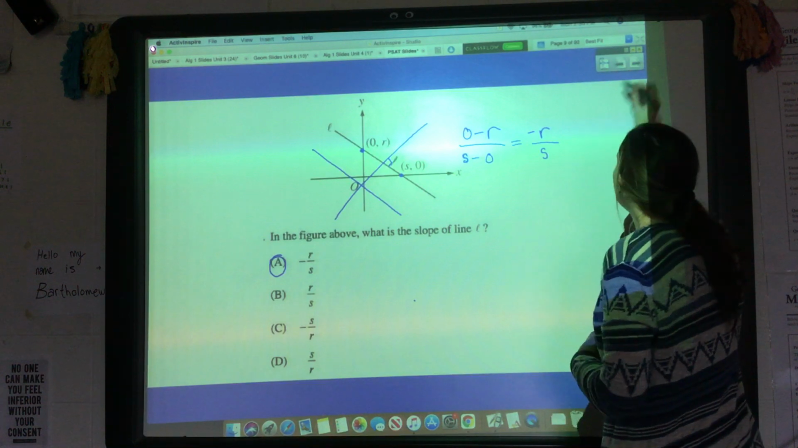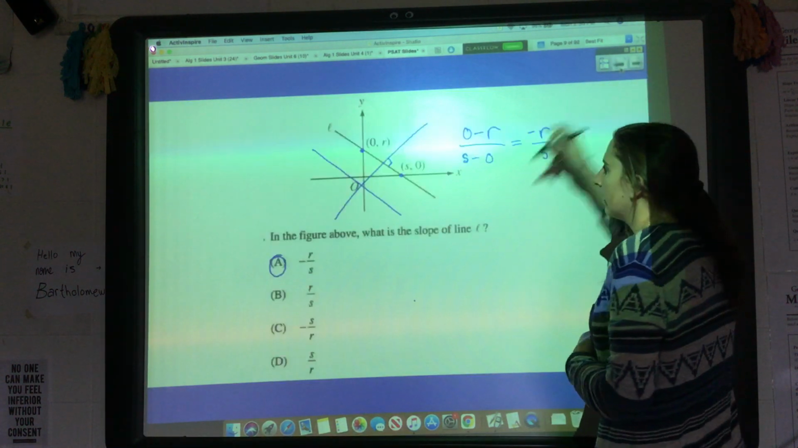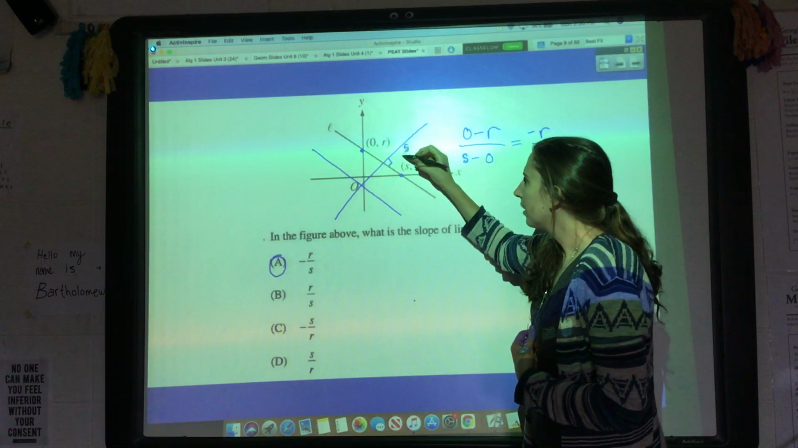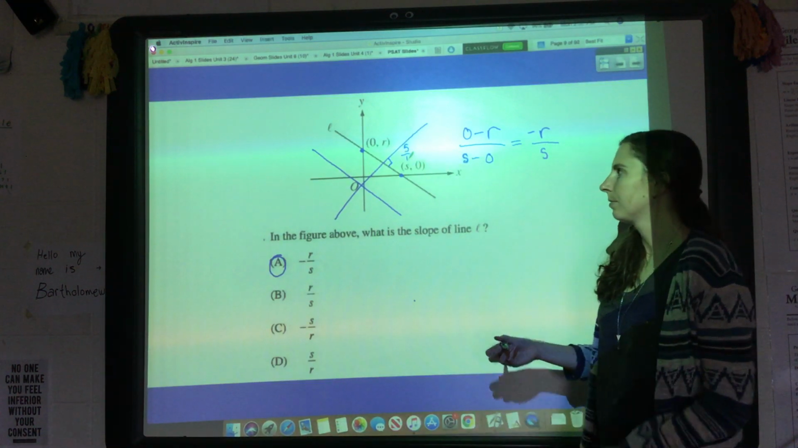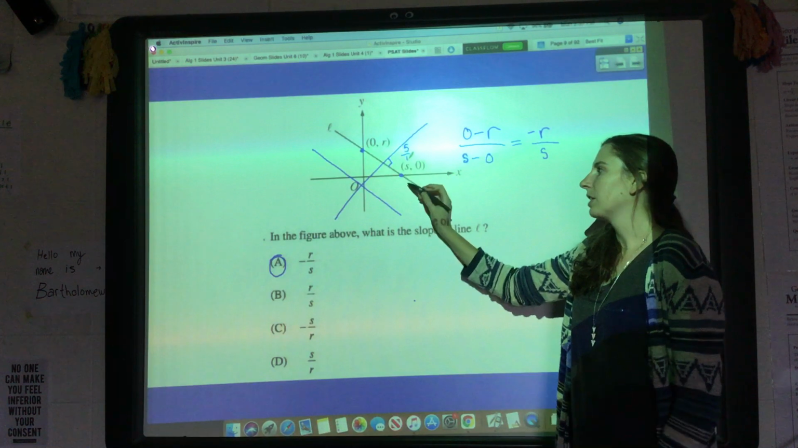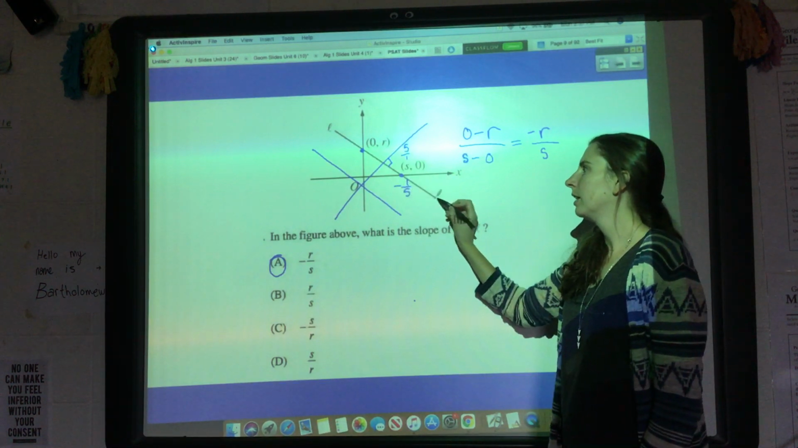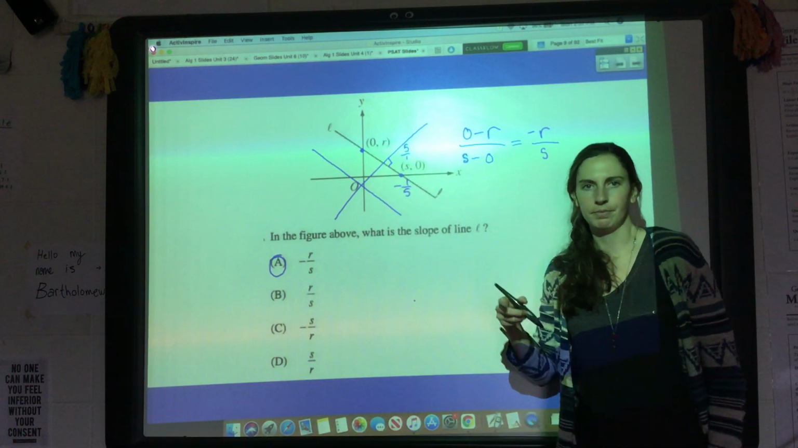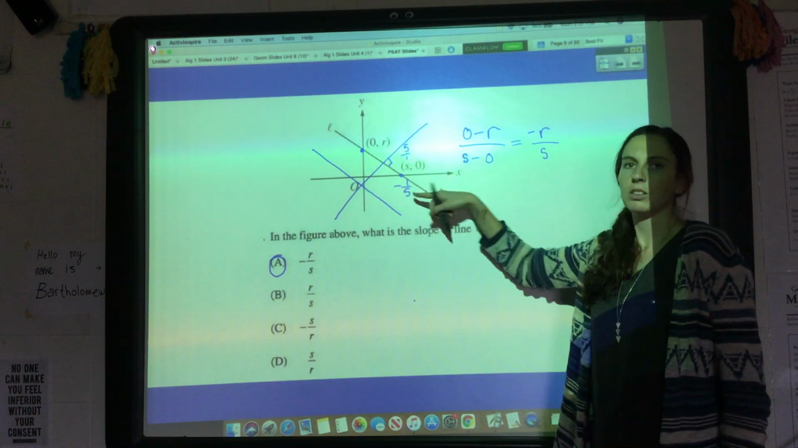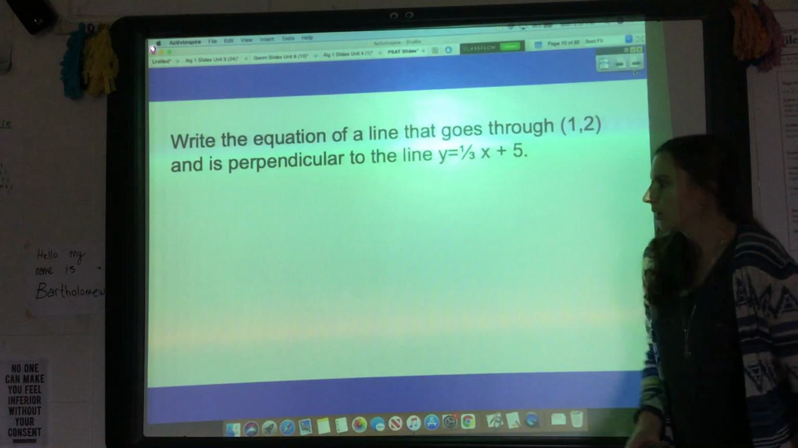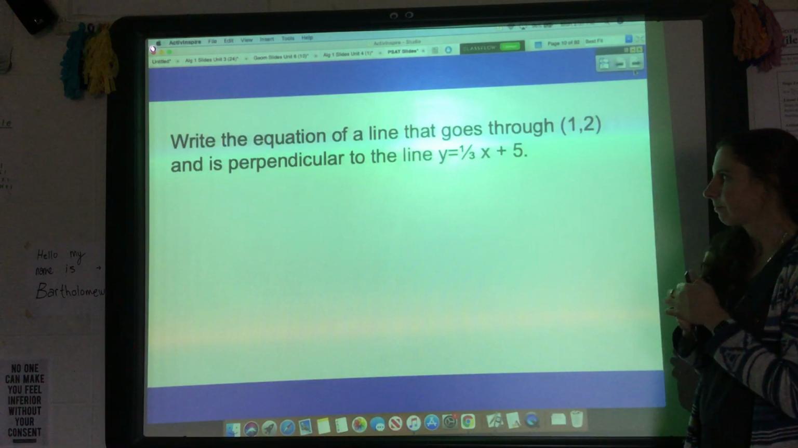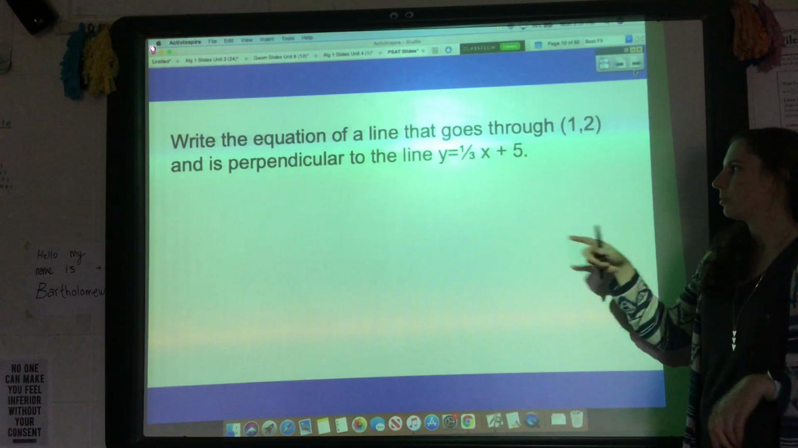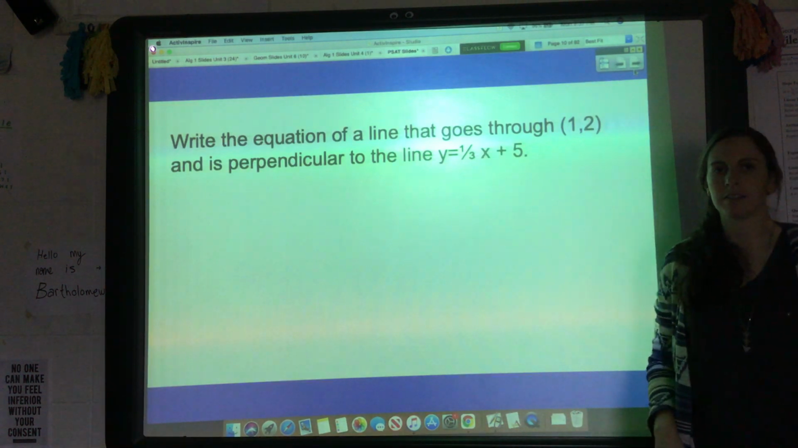So what I mean by that is, say this one has a slope of positive 5, which is like 5 over 1, then this one would have a slope of negative 1/5. See how they're flipped and opposites? So that's what perpendicular slopes are like. So we're going to use that to answer this problem. What's the equation of a line that goes through this point and is perpendicular to this line?